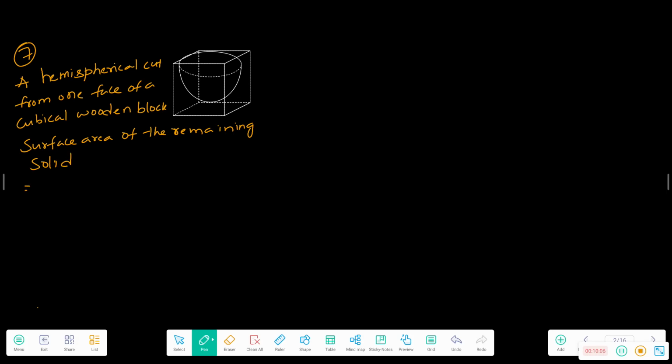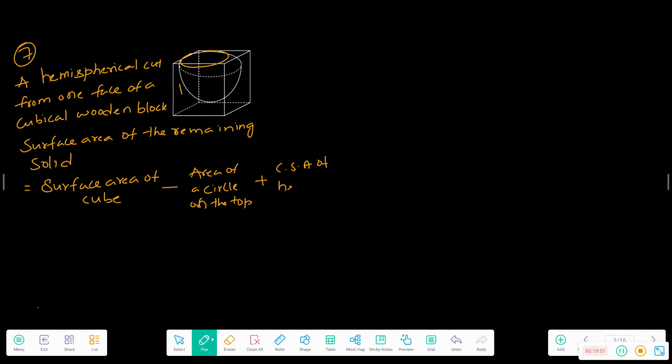So surface area of the remaining solid is nothing but surface area of cube minus, on the top we have made a circle, we need to subtract that area, that is area of a circle on the top, plus the curved surface area, CSA, it is added, the curved surface area of the hemisphere.